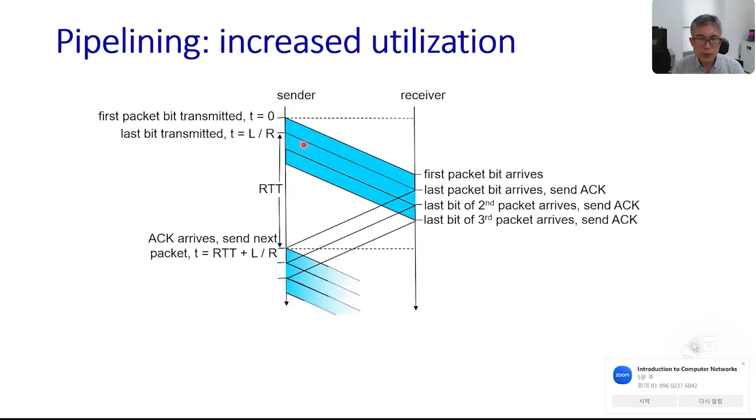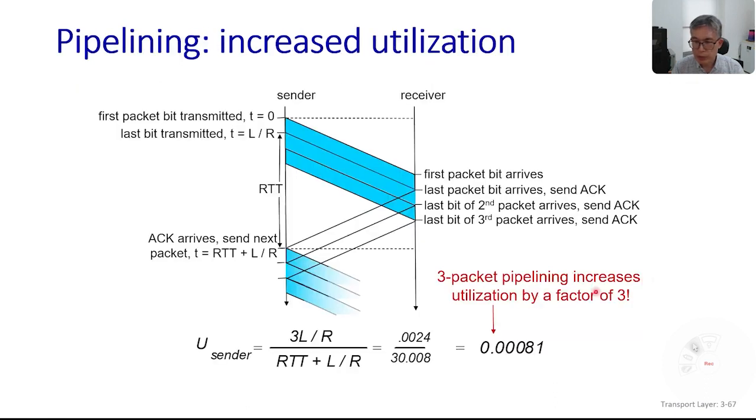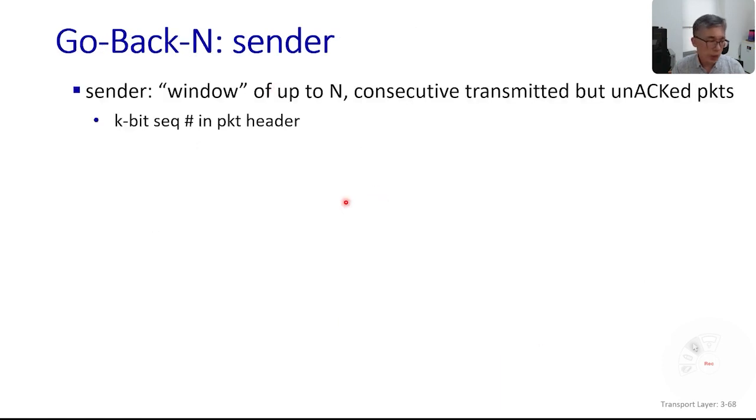So if we transmit three packets consecutively, then at the end of the first packet's RTT, three packets have been received. So within one RTT, each packet takes transmit time L, and three packets, 3L, are delivered overall. This increases utilization three times. So a three-packet pipeline increases utilization by a factor of three. So we have Go-Back-N and Selective Repeat pipelining protocols.